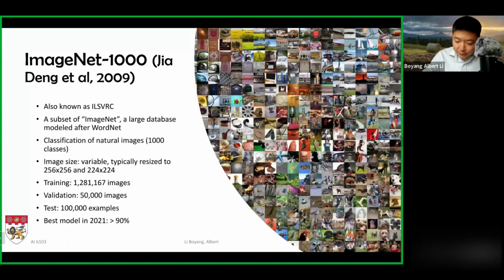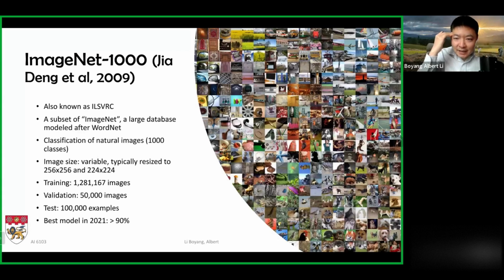The last one we will discuss is known as ImageNet 1000, also known as the LSVRC. I think it's the International Large Scale Visual Recognition Competition, which was a competition that was held, I think, around 2009 to 2015, 16 or something like that.